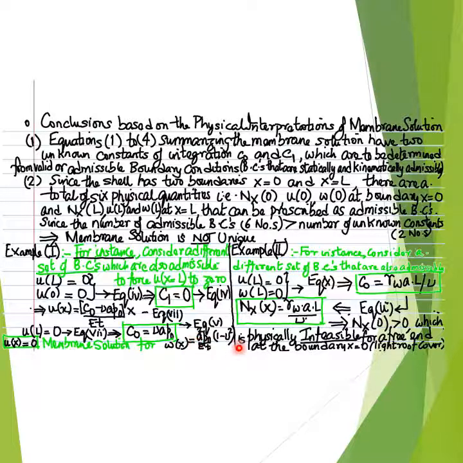given by this equation, that is W, the radial displacement at any coordinate x is equal to A squared times P naught divided by E times T multiplied by 1 minus mu square, where A is the radius of the thin cylindrical shell, P naught is the uniform internal gas pressure, E is the modulus of elasticity of the material of construction, T is the thickness of the thin shell, and mu is the Poisson's ratio.